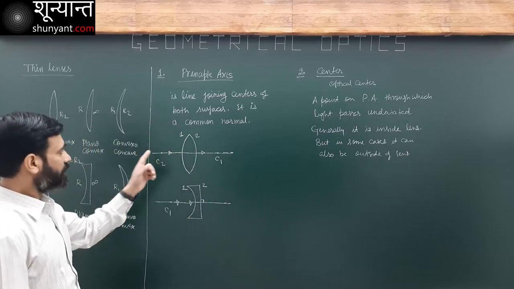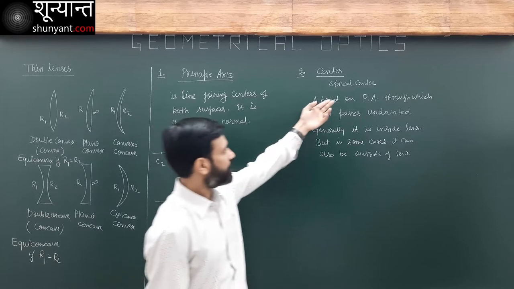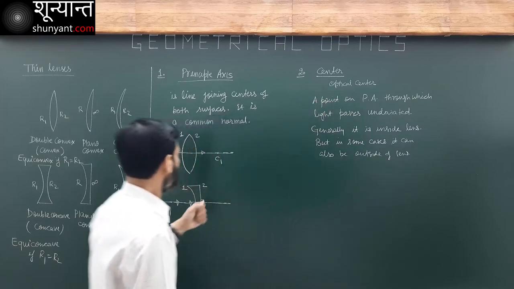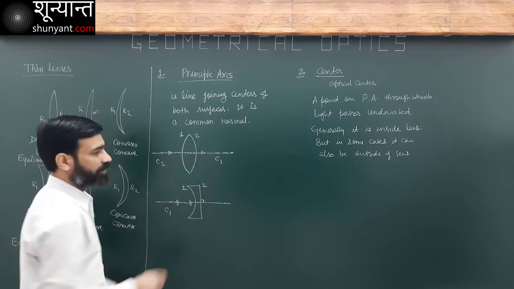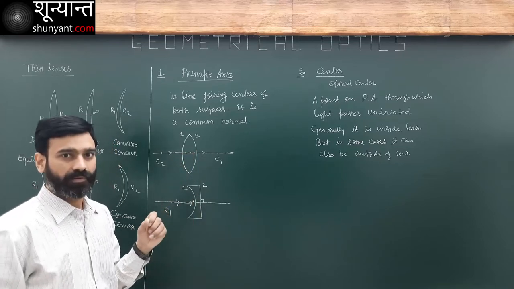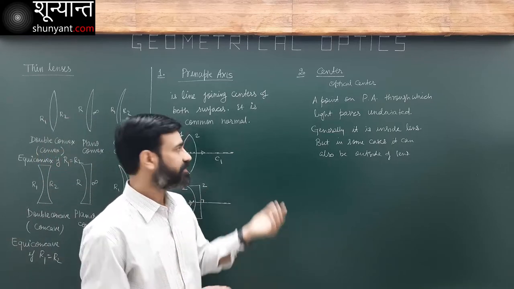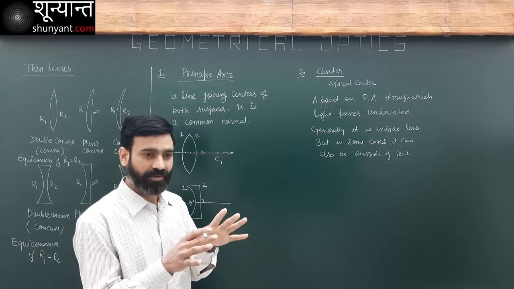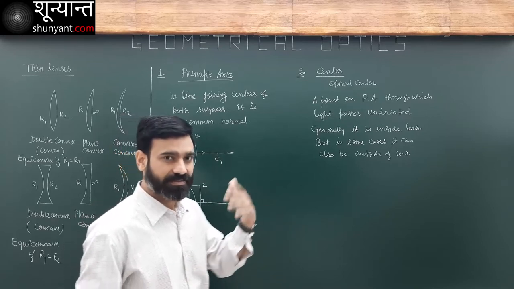First of all, it is going to be on the principal axis. This is the principal axis. So it is a point on the principal axis. It can be inside. Inside means at some point here, some point inside the lens. It can also be outside. In most of the cases, it is inside, so we have to assume that it is inside by default. In some special cases, it can be outside also.